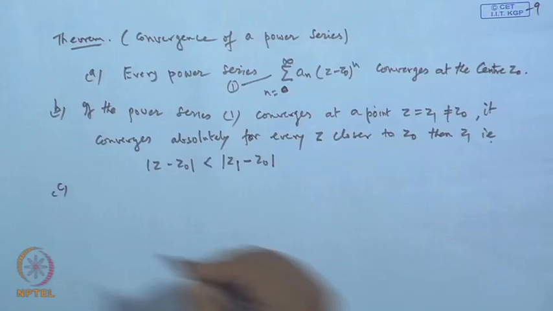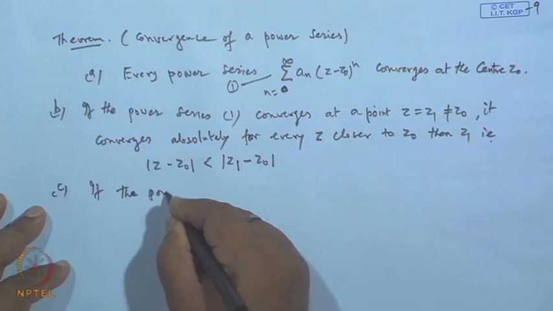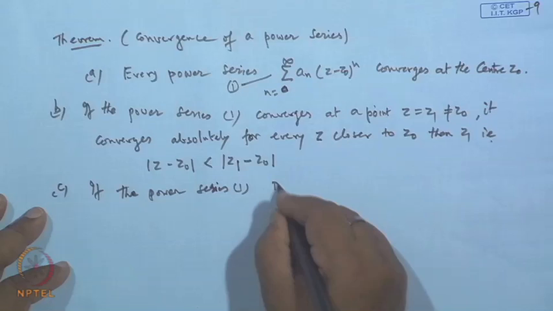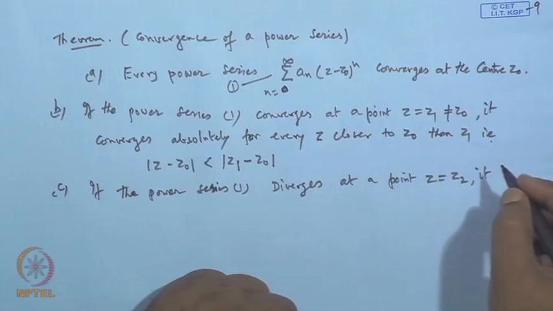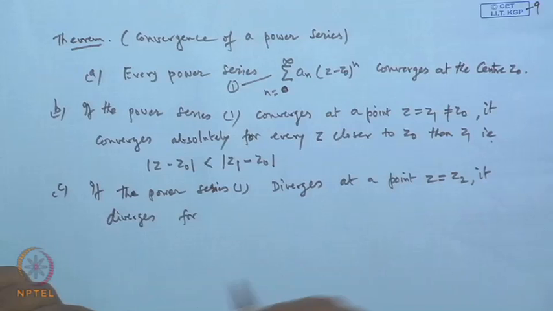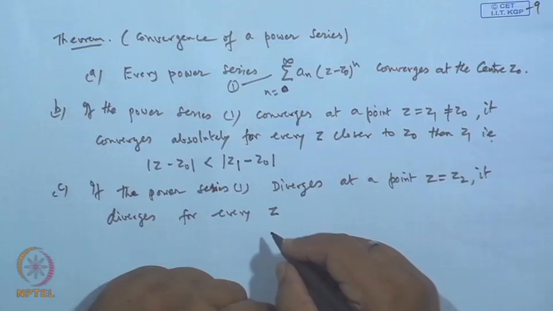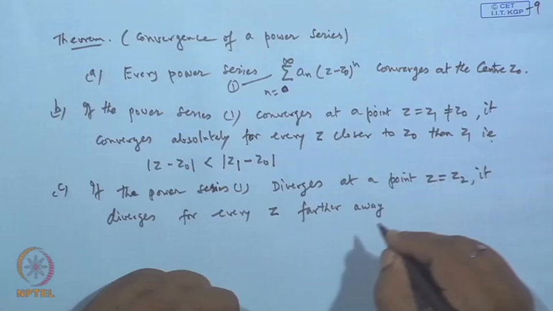And the third result says, if the power series 1 diverges at a point, say z equal to z 2, then it will diverge for every z further away from z naught than z 2.